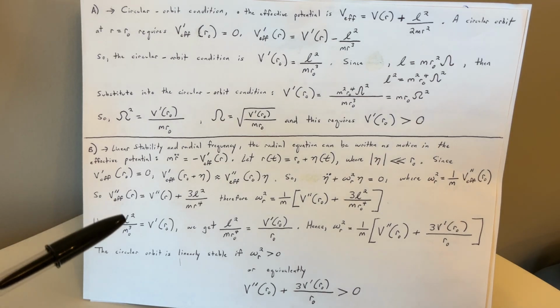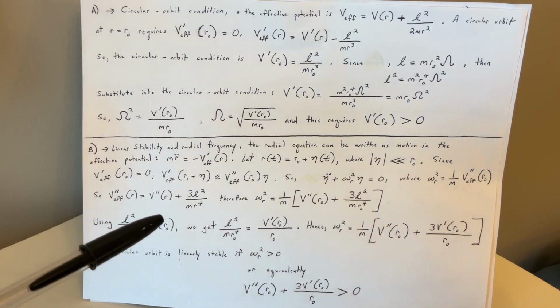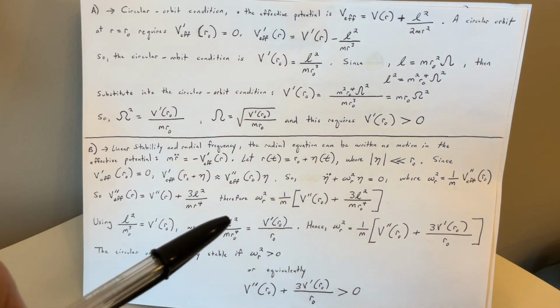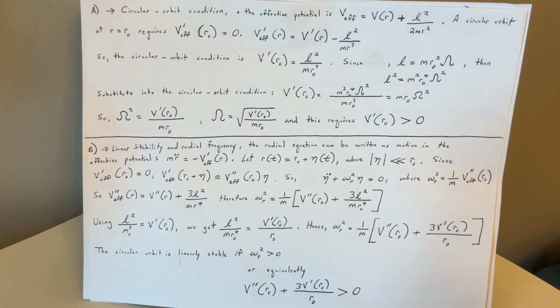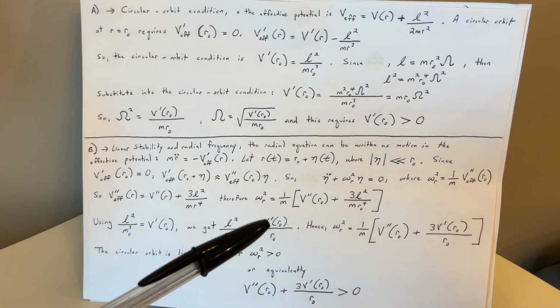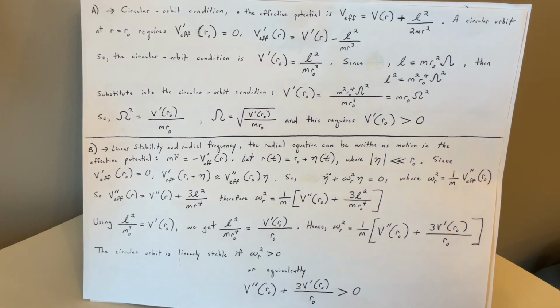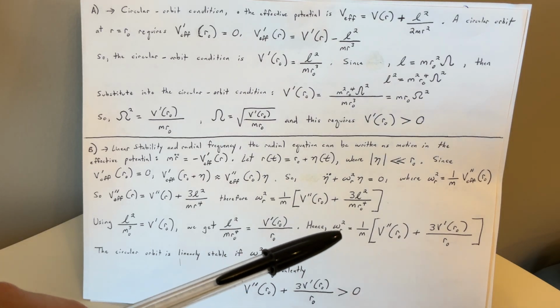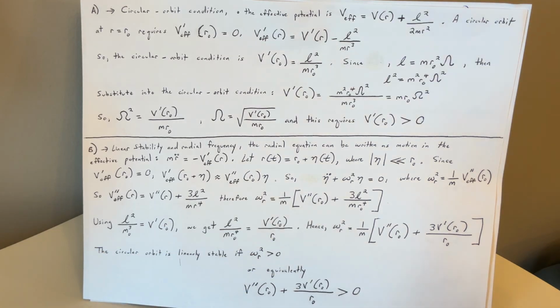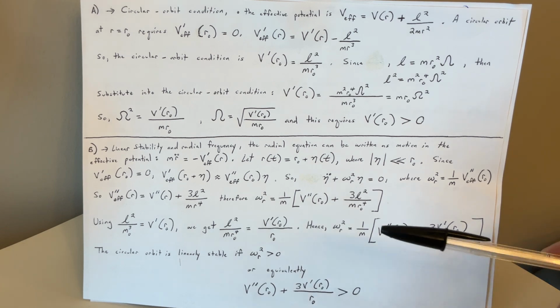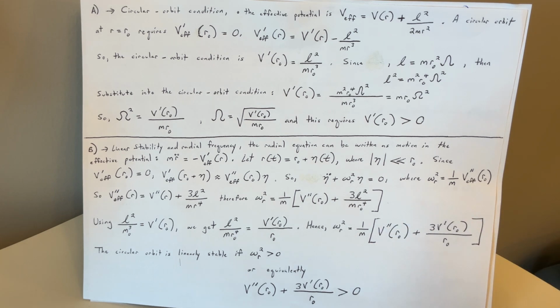Using L squared over m r naught cubed equals V prime of r naught, we get L squared over m r naught to the fourth equals V prime of r naught over r naught, and hence lowercase omega sub r squared equals 1 over m times this bracket here: V double prime of r naught plus 3V prime of r naught over r naught, close bracket.